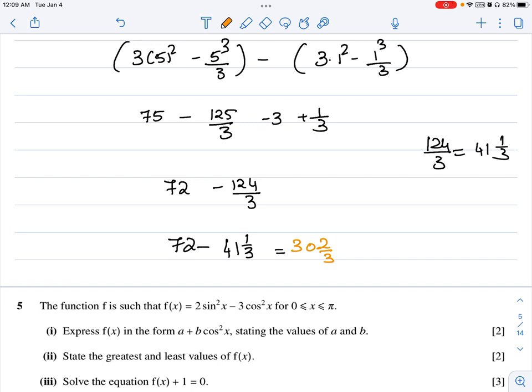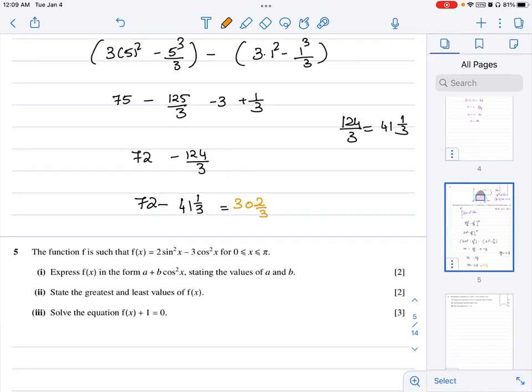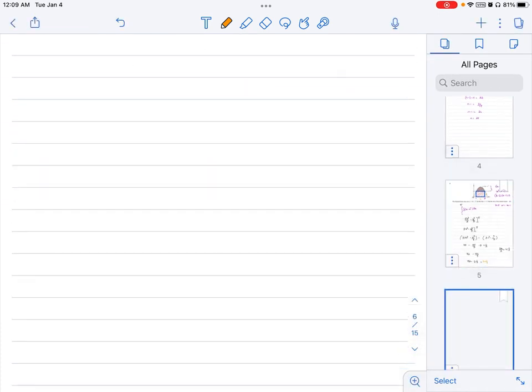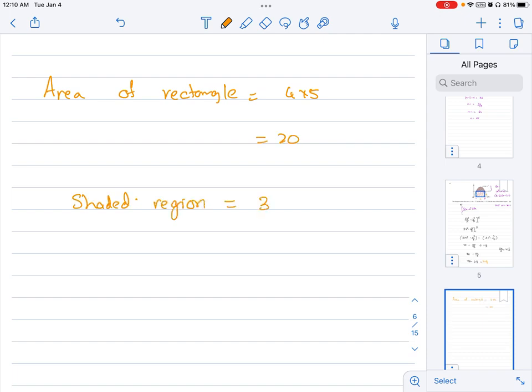Now I have to find the area of the rectangle. So the area of the rectangle is equal to 4 times 5, which is 20. So the shaded region's area will be 32 upon 3 minus 20, which is 10 2 upon 3. That's going to be the final answer for question number 4.